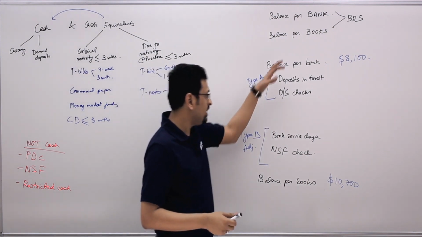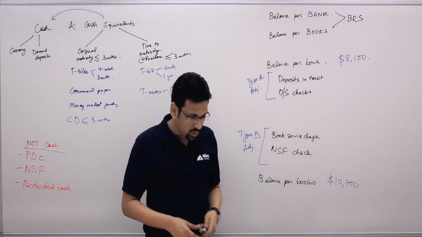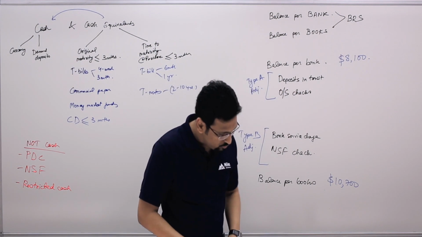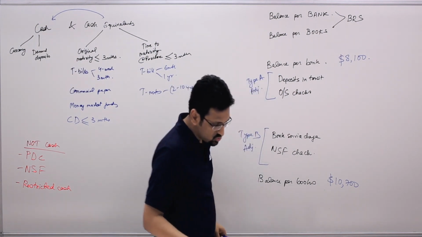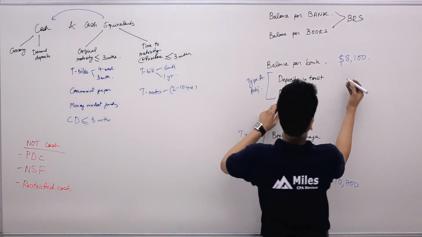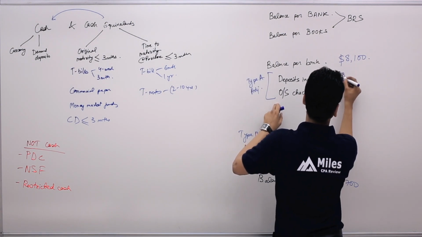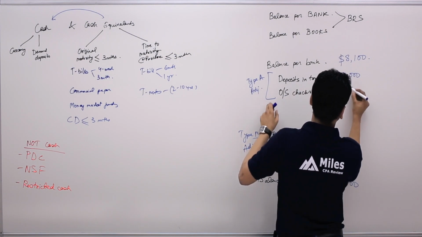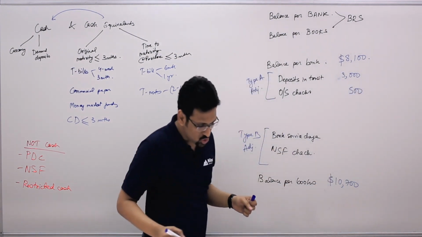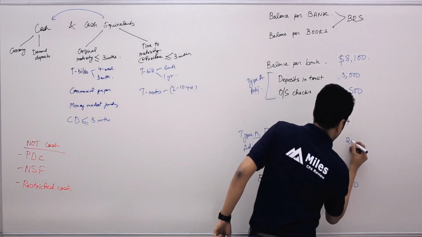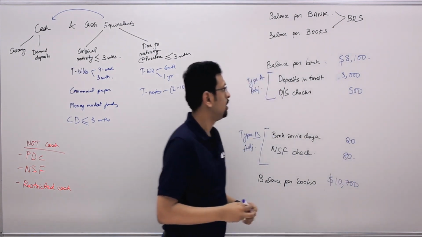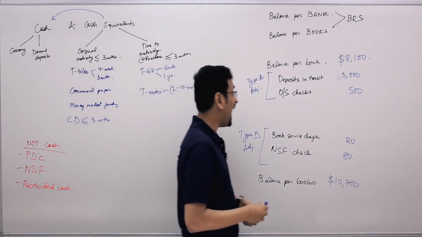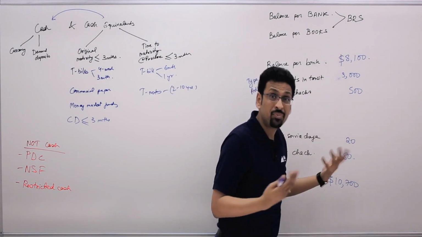Now, we have identified all these items and we got the amounts on the book. Let's put the amounts right here. For deposits in transit, it's $3,500. For outstanding checks, this is $3,000, this is $500. This is $500. And bank service charge is 20. Non-sufficient fund is 80. Now the question is, do you add all this or subtract?